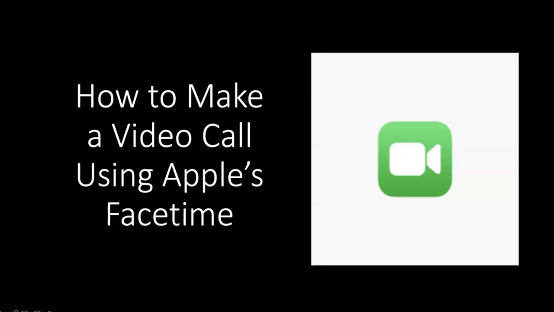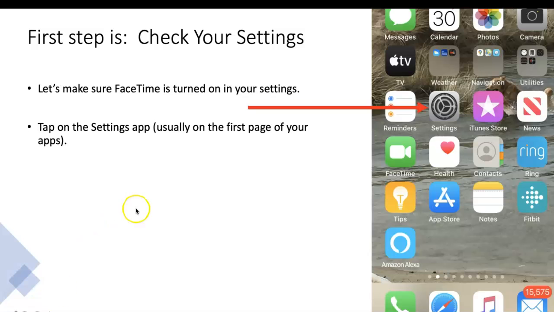So let's get started. If you have an Apple device, go ahead and get that ready. It can be an iPad, an iPhone. It can even be a MacBook or the desktop iMac. So what we want to do first is check and make sure that our FaceTime app is on. You know, you can turn it off.